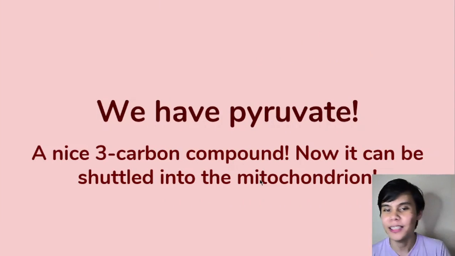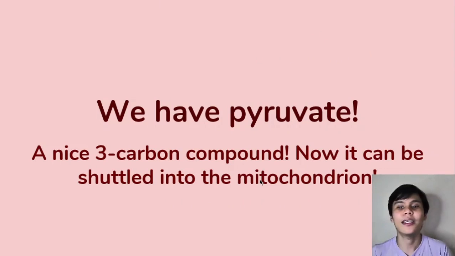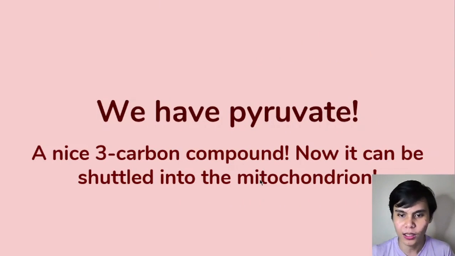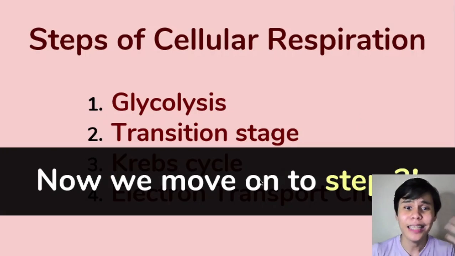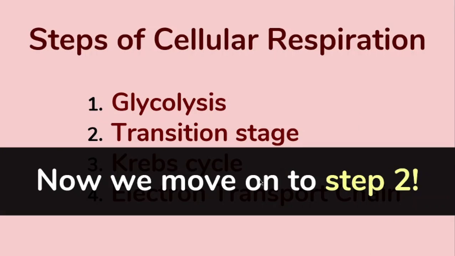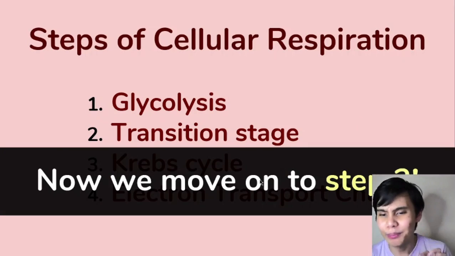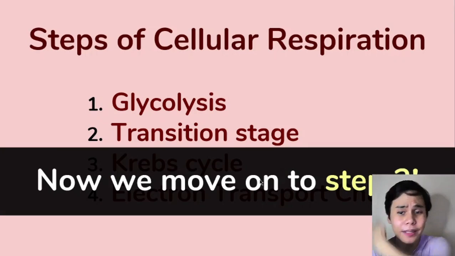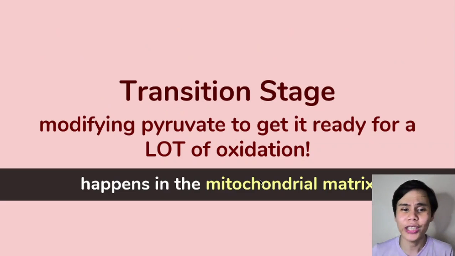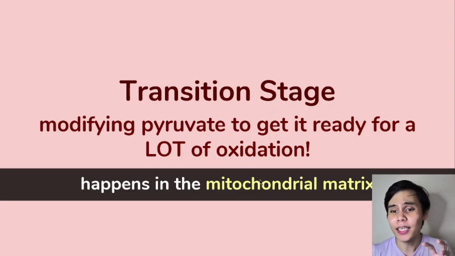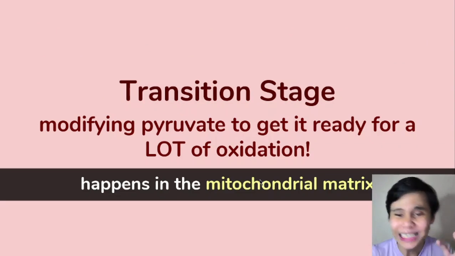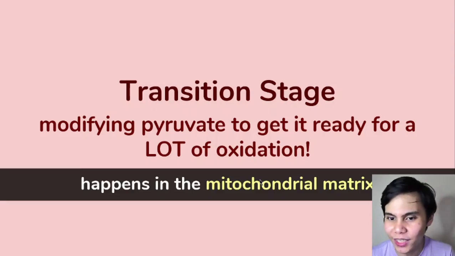So now we have pyruvate, a nice 3-carbon compound. It's very convenient to shove into the mitochondria. Now we need to do step number two, the transition stage. We need to prepare that pyruvate for what's going to happen next, right? In the transition stage, we're modifying pyruvate so that we can get a lot of oxidation out of it, meaning we're going to take all of its electrons, or most of its electrons.